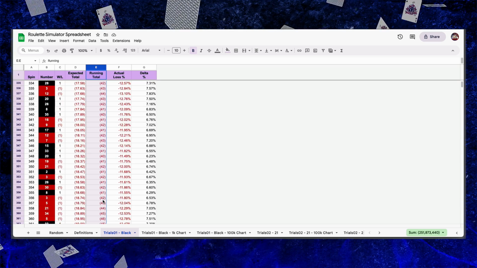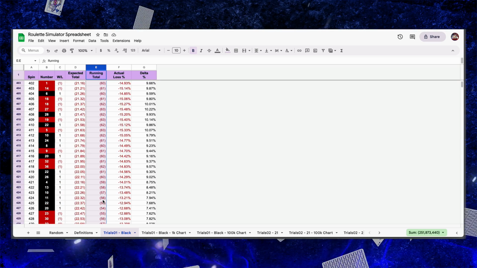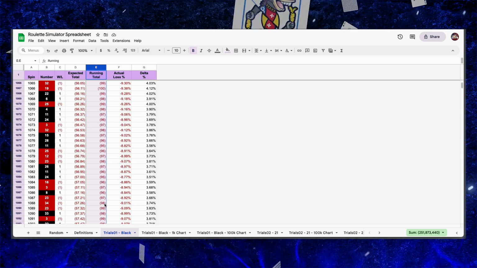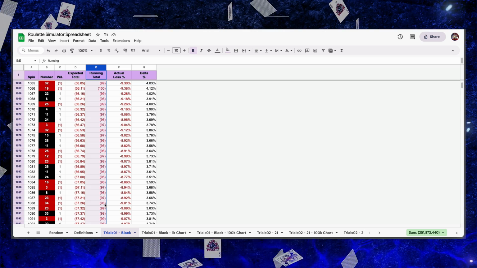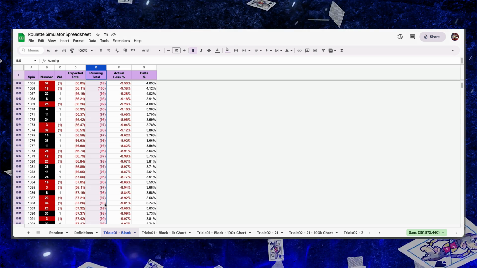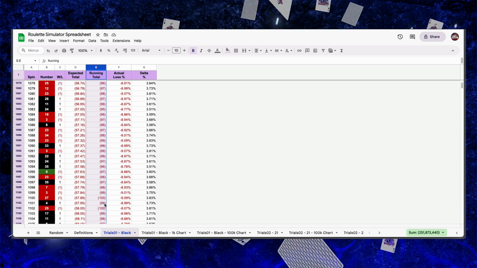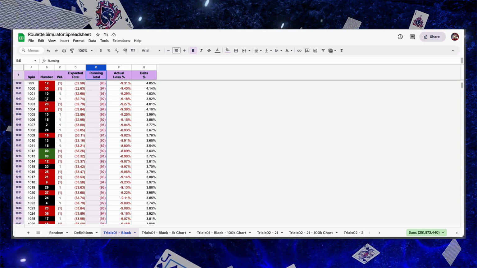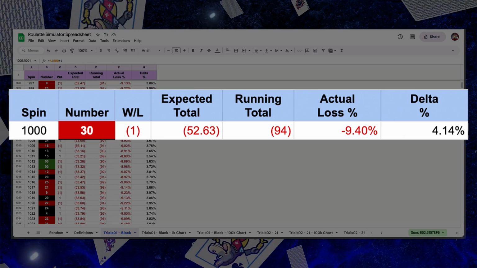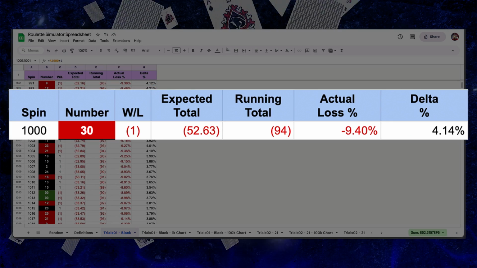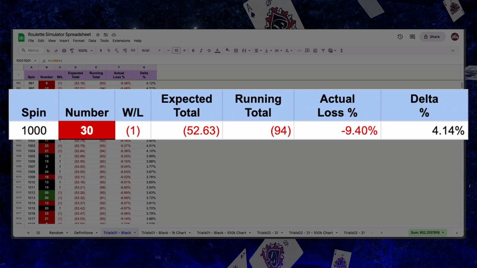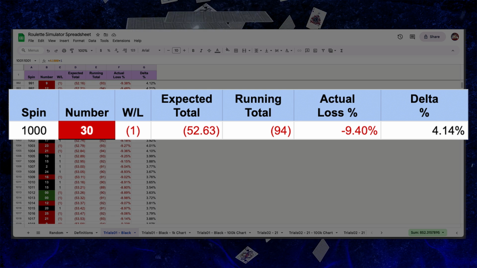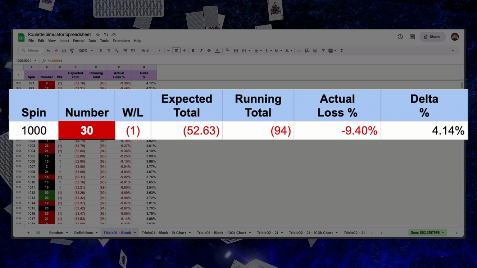And let's just scroll down to the 1,000th spin. After 1,000 spins, we would expect to be down $52.60, around that value. So let's look. Here's the 1,000th spin. We would expect to be down $52.63, but we are actually down $94.